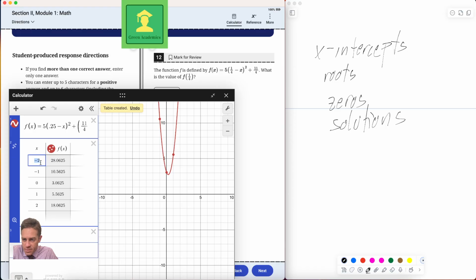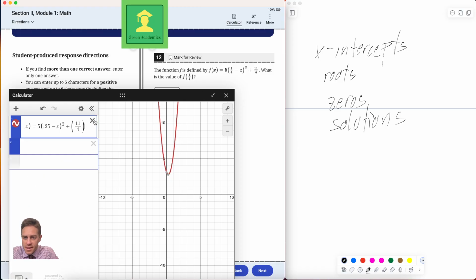So if I make a table, I can type in whatever I want. Let me type in 1/4 and it tells you 2.75. So 2.75 is the answer.